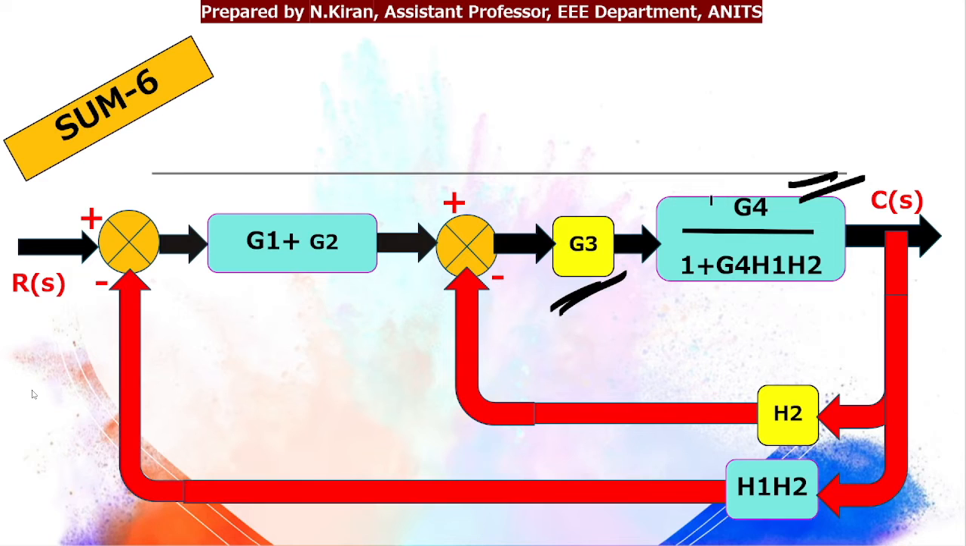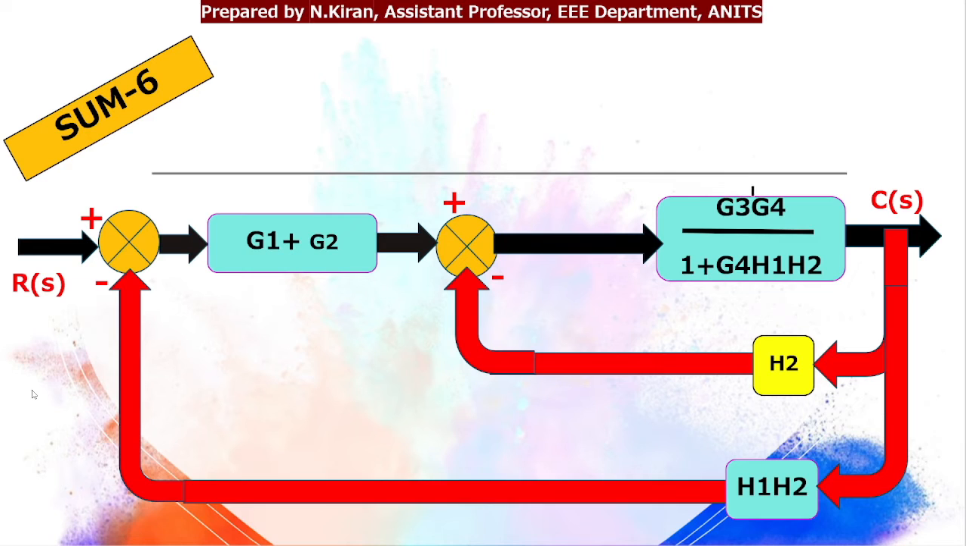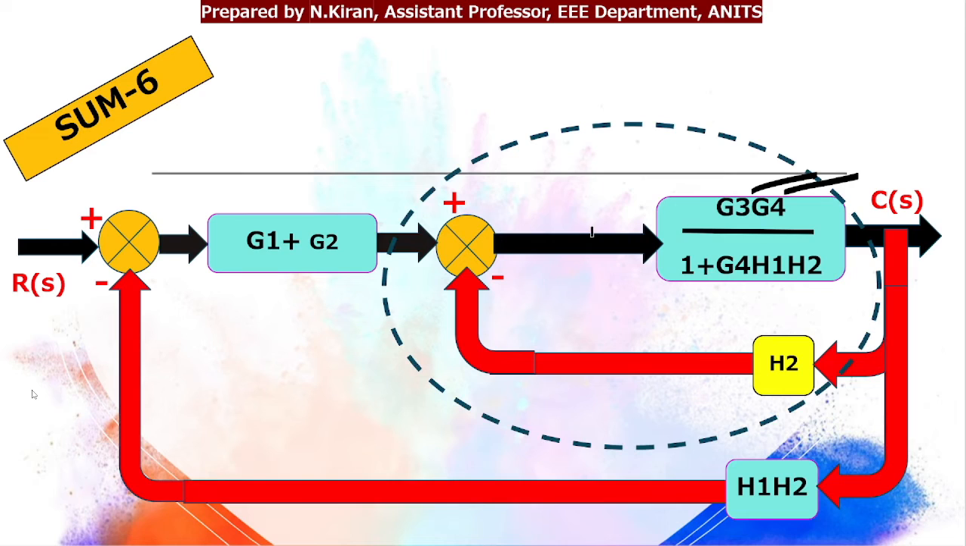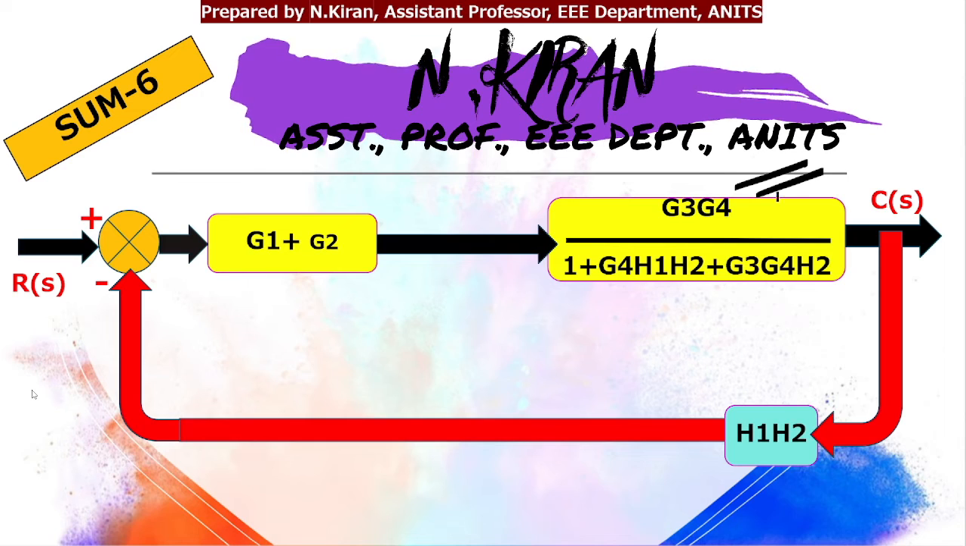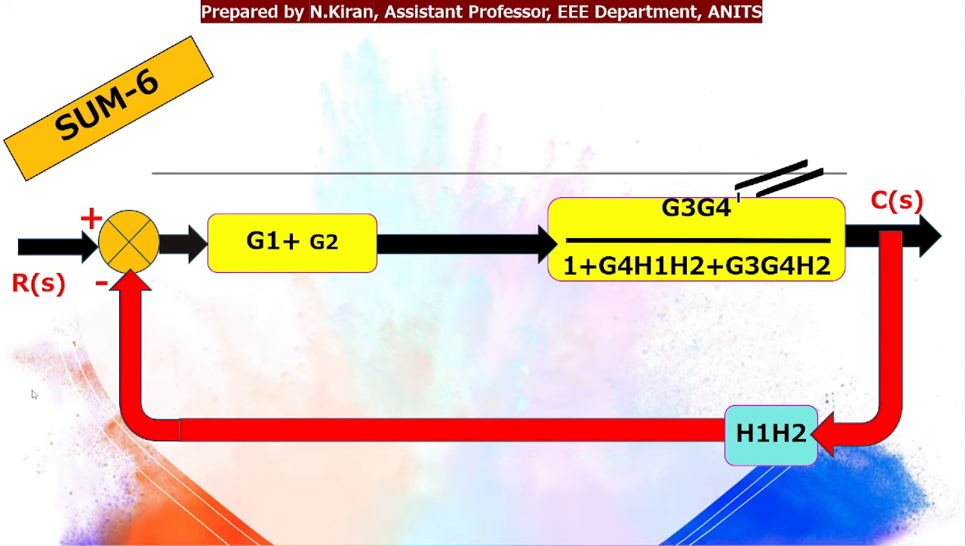These 2 are in cascade, so that will give me G3 G4 divided by 1 plus G4 H1 H2. Eliminating the feedback loop, we have G in place of G3 G4 by 1 plus G4 H1 H2. In place of H I have H2. Applying the formula, since it is negative feedback, I'll get positive in the denominator. On solving and simplifying, I get G3 G4 by 1 plus G4 H1 H2 plus G3 G4 H2.